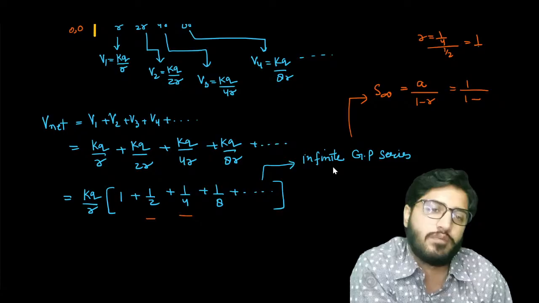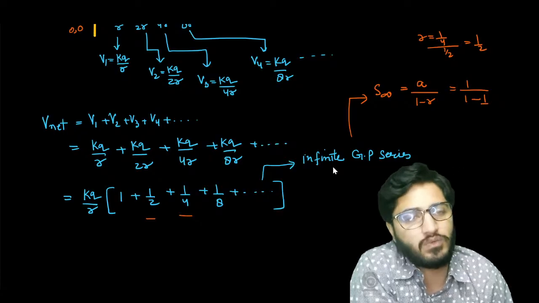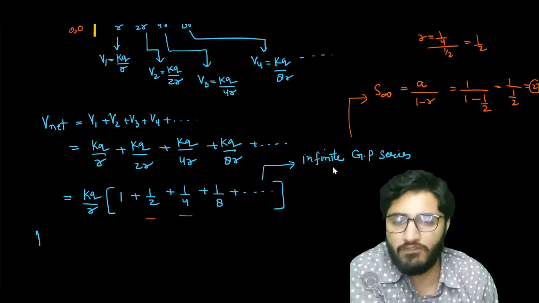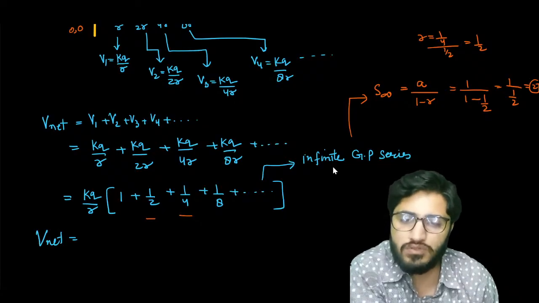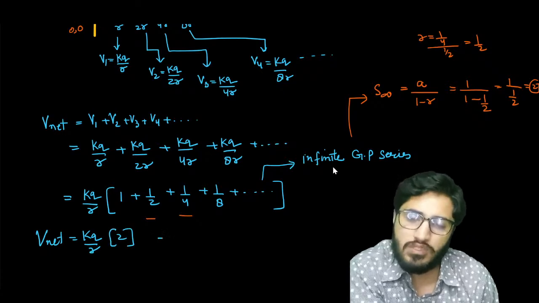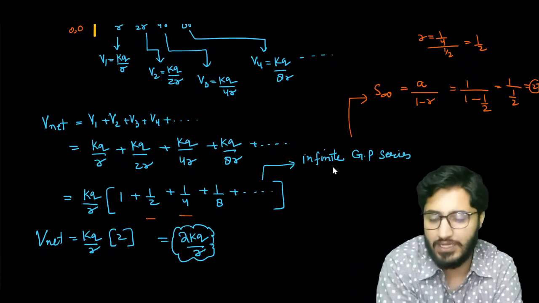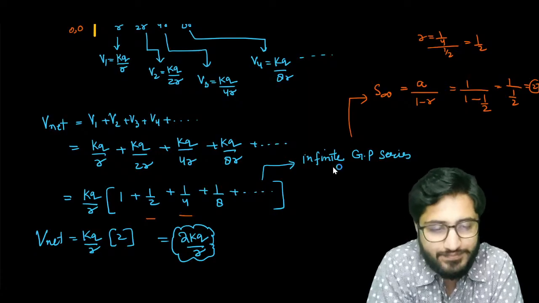I guess the answer is 1 by 2. Yes, it is 1 by 2 only. So I will get 1 divided by 1 by 2, which is equal to 2 only. So here I will write 2 only. So V net is equal to KQ by R. Now here I will write 2. So can I write it 2 KQ by R? I can write 2 KQ by R.